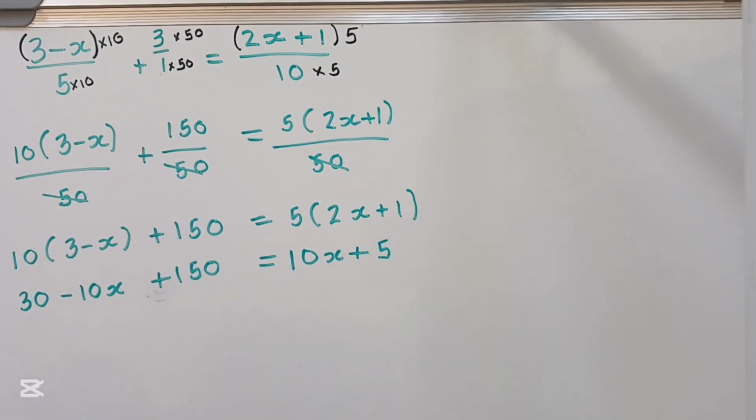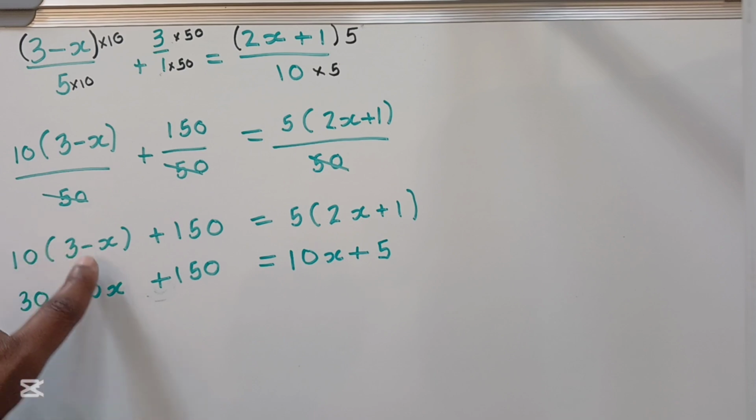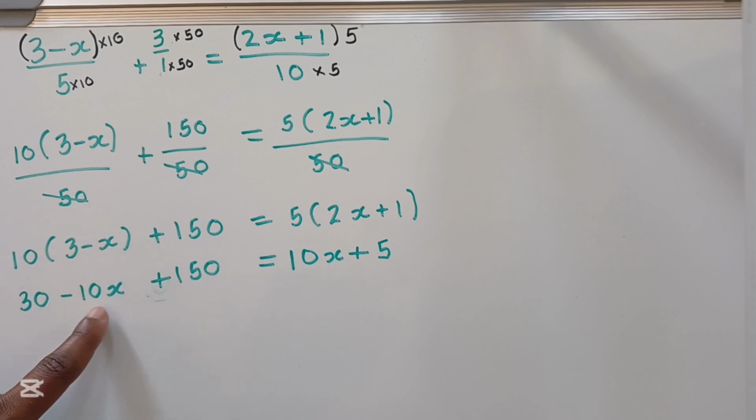equals, plus 150 equals to 5 times 2 will give you 10x, and then 5 times 1 will give you 5. I hope you did not forget the table in the part 1 video of linear equations, that a positive value times a negative value will give you a negative value.